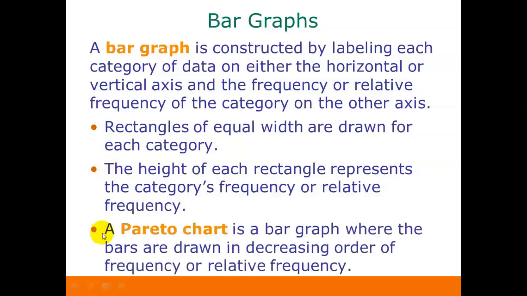And we have a slightly different type of graph called a Pareto chart. It's just a bar graph where we draw the bars in decreasing order of frequency. In other words, the category with the highest frequency is going to be on the left, and it's going to decrease down to the category with the lowest frequency, which will be on the right end of the graph.